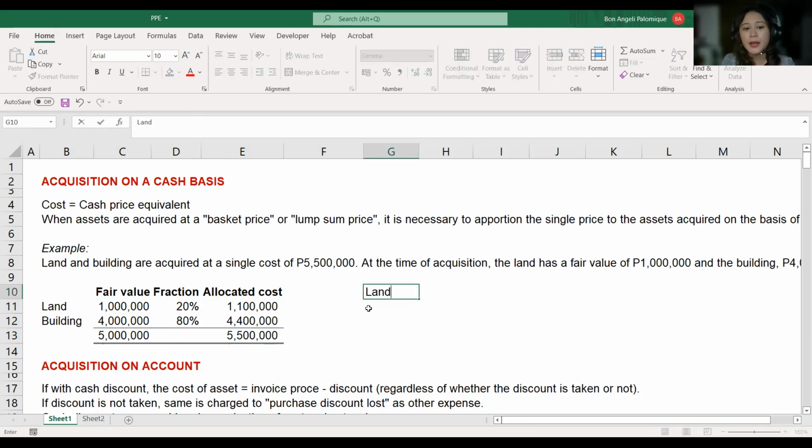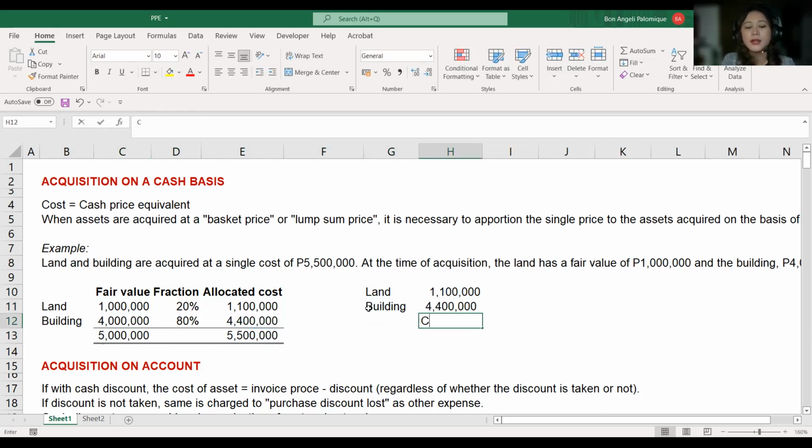So mangyayari niyan, debit land 1,100,000, debit building for 4,400,000 and credit to cash of 5,500,000. So take note na pag ganun, pag cash basis and merong basket price or lump sum price, ganito ang ating gagawin. Ihatiin natin sila based on fair value.